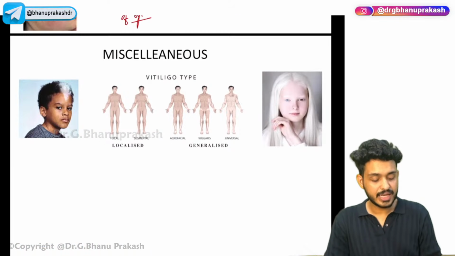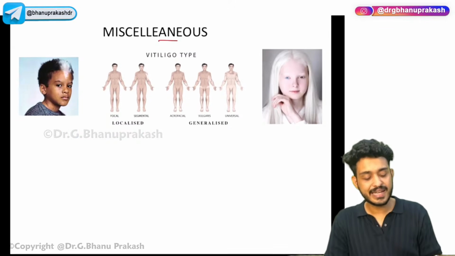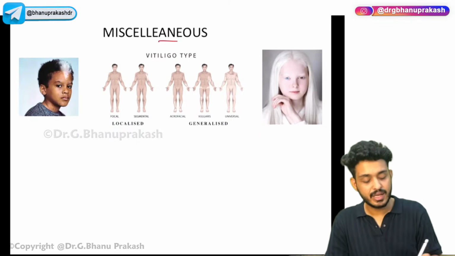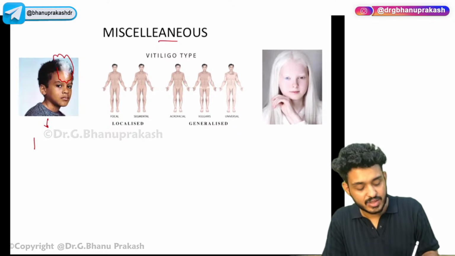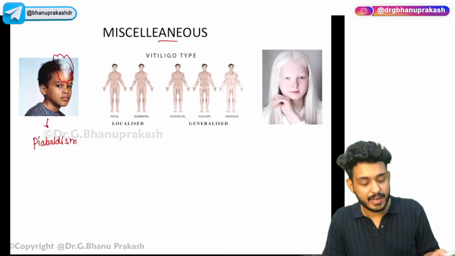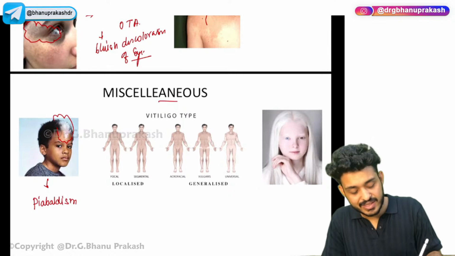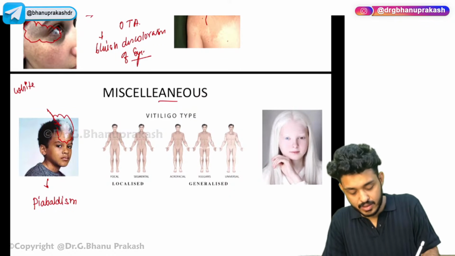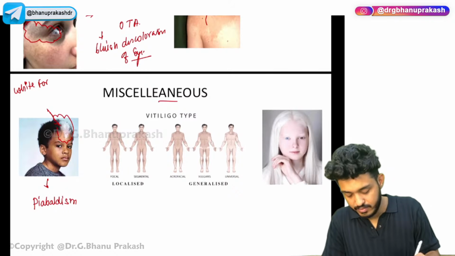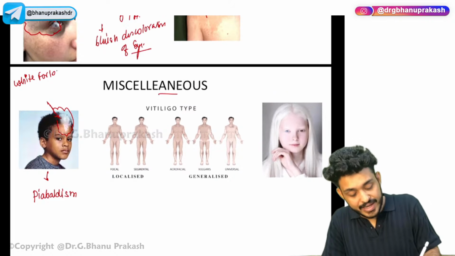Try to solve this one. Miscellaneous topics, the last topic we are discussing. What do we call this? This is a disease, piebaldism. And this particular thing is known as what? These are known as white forelocks. Very good, Sneha. That is known as white forelocks.